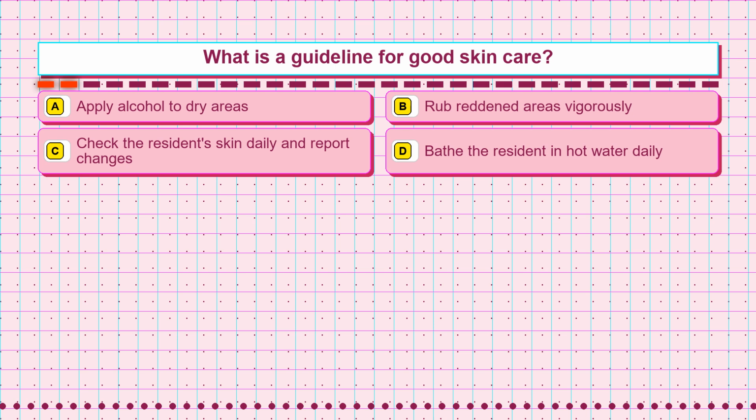Question 37. What is a guideline for good skin care? Option A, apply alcohol to dry areas. Option B, rub reddened areas vigorously. Option C, check the resident's skin daily and report changes. Option D, bathe the resident in hot water daily.